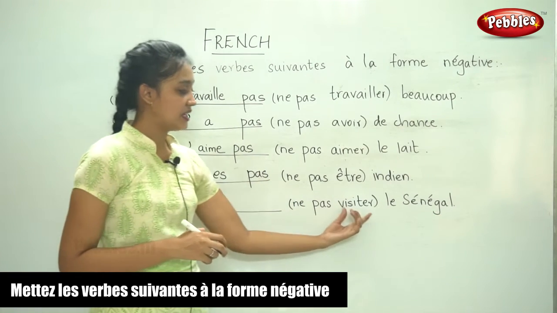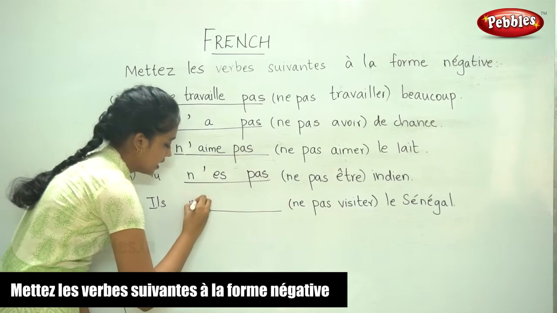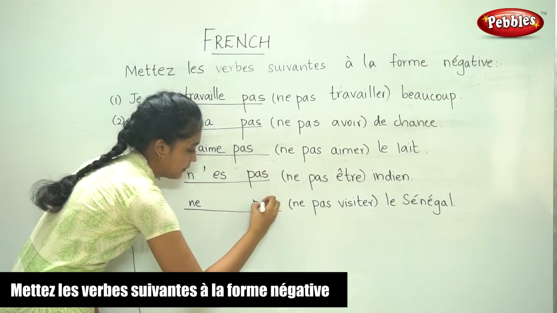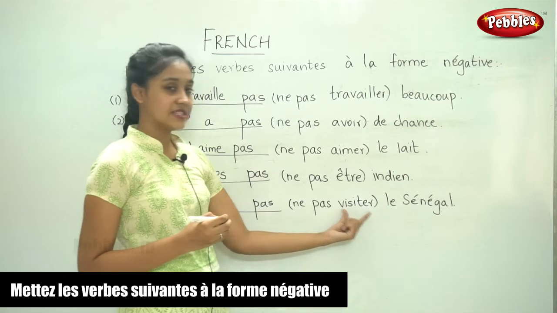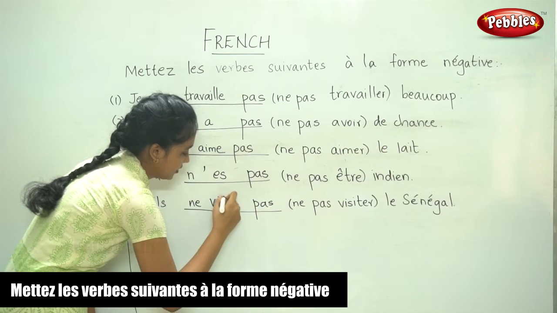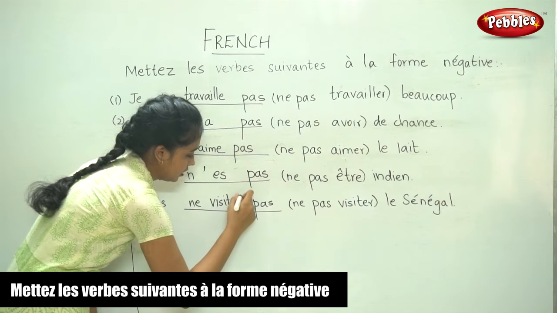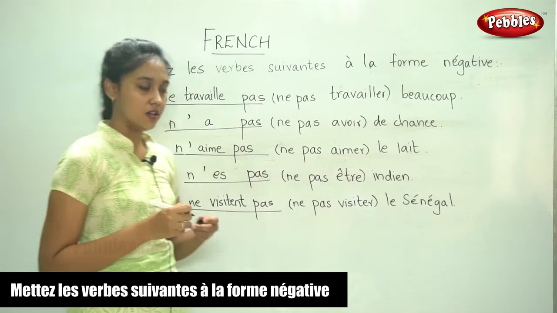Now the last sentence, "il dash le Sénégal." Now the verb given is visiter. So we write ne and pas, and the conjugation of visiter for il is visite. Il ne visite pas le Sénégal.